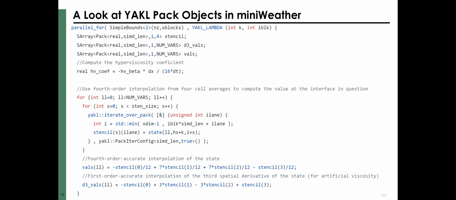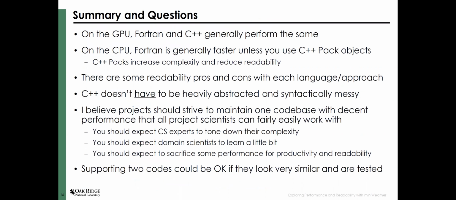So I'll leave with this last slide of summary. What I'll end with is that when we're trying to strive for portability and productivity in our codes, we should expect the computer scientist experts to have to tone down their expertise and their expression of complexity in the user-facing code. We should also expect domain scientists to have to learn a little bit more to understand what they're doing and where it impacts performance. And I believe we should expect to have to sacrifice some performance to make a code productive and readable overall. I think these are all reasonable things to expect.